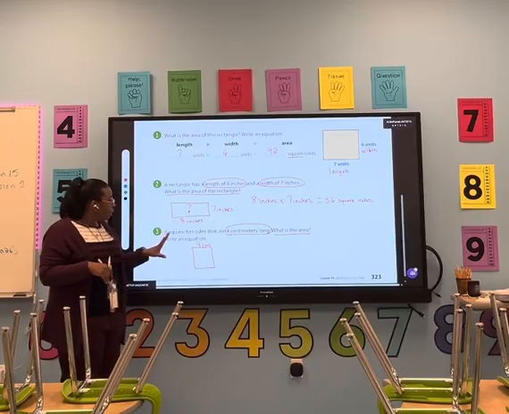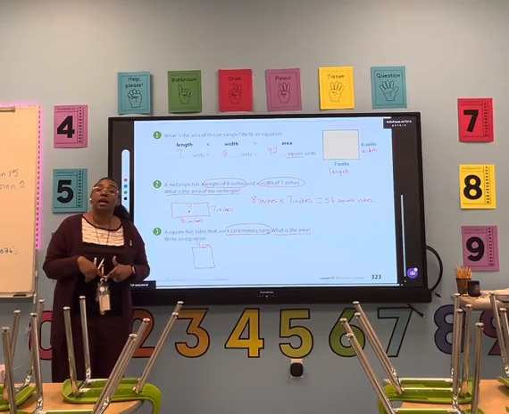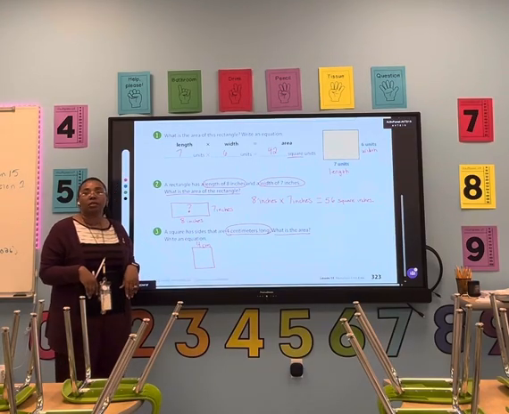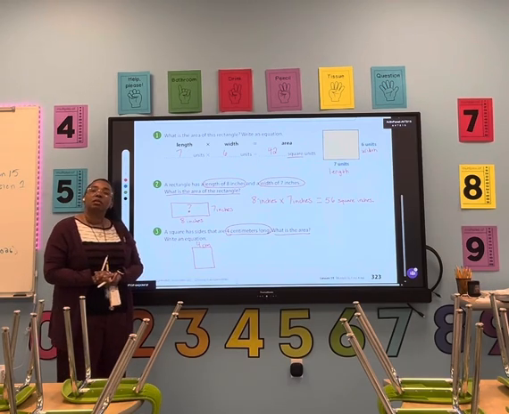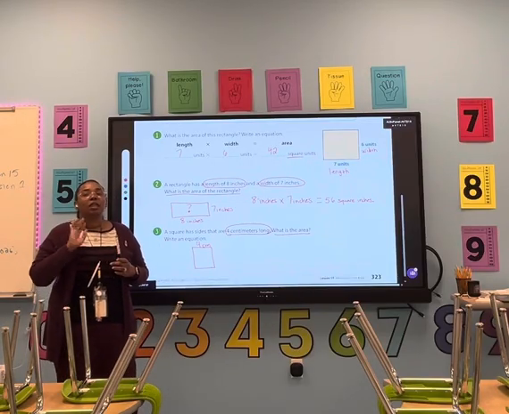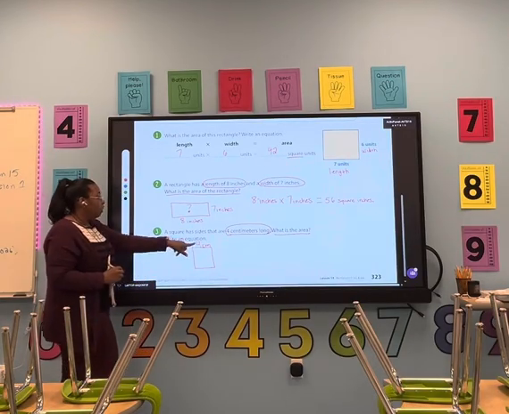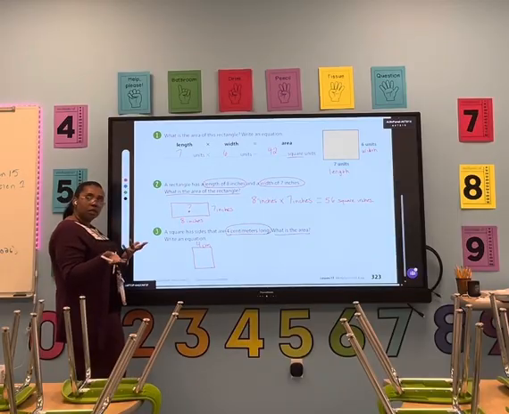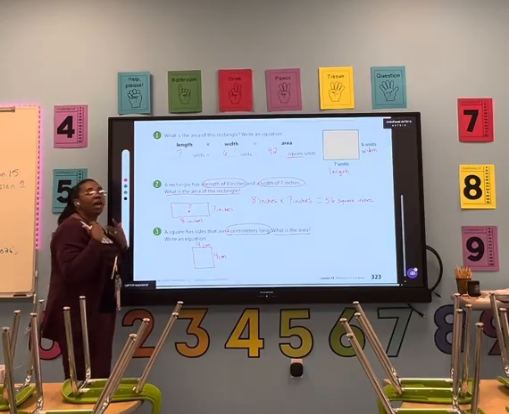Now, because with squares, all the sides are the same size, that means if the top is 4 centimeters, guess what? The bottom is 4 centimeters. Guess what? The left side is 4 centimeters. Guess what? The right side is 4 centimeters. So all sides are 4 centimeters because that's the special thing about squares. All sides are going to be the same number. So that's why they only gave you one number, because you only need one with a square. So if the length is 4 centimeters, because the square is special, the width is going to be 4 centimeters. Now we have our 2 numbers.